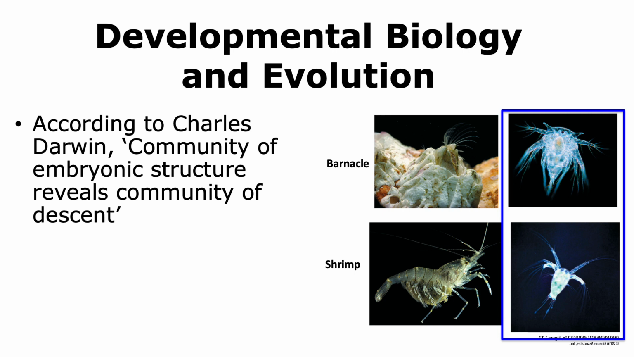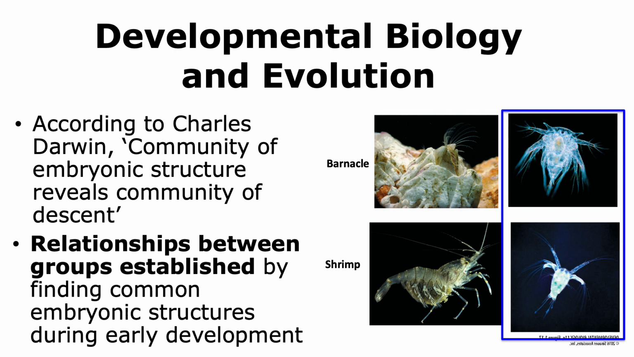Now, it turns out, by doing sequencing studies, we've found out that barnacles are closer to shrimp than to snails, and hence they actually do belong to the group of arthropods. Thus, the relationship between groups can be established by finding common embryonic structures. And thus, a community of embryonic structures can reveal a community of descent, which in this case states that the barnacle and the shrimp belong to the same group because their embryonic structures have common features.